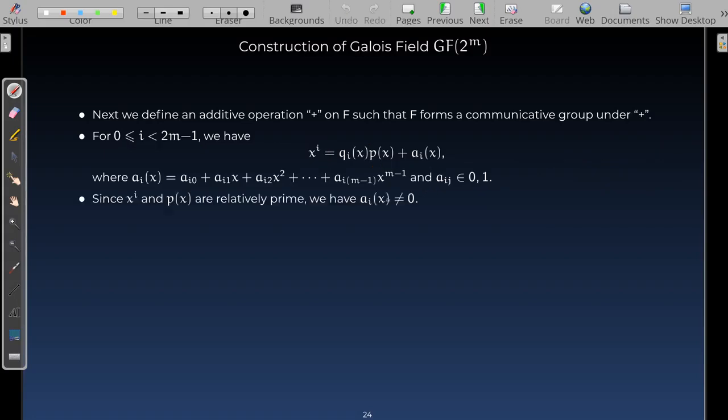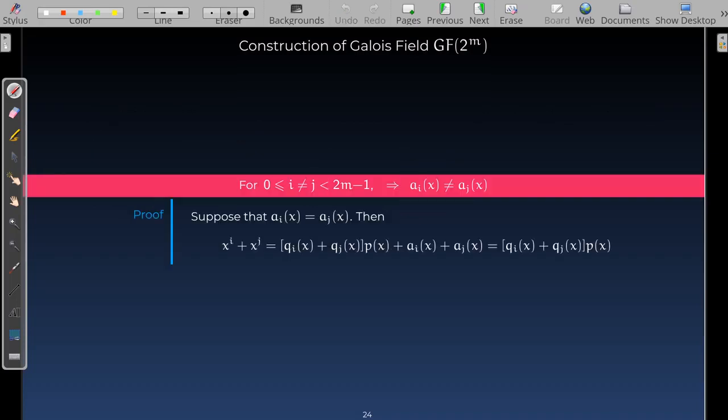Okay, since x^i and p(x) are relatively prime, we have a_i(x) never equal to 0. This is the definition of a primitive polynomial, that it doesn't divide any polynomial except x to the power 2^m minus 1 plus 1. So in that sense, x^i and this polynomial are always going to be relatively prime. So we will always have this remainder polynomial a_i(x).